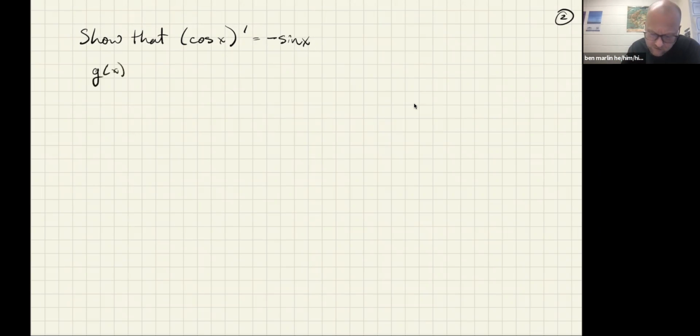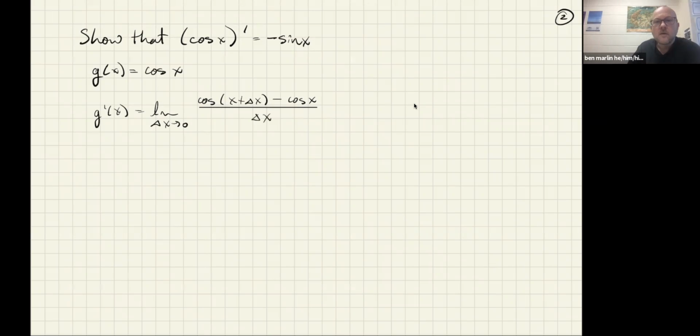So we say g of x equals cosine x, and then our g prime of x is the limit as delta x goes to 0 of cosine of x plus delta x minus cosine of x, all that divided by delta x. Okay, so if you have unpaused the video to get a hint here, the hint you're probably needing is this: cosine of a plus b is cosine a cosine b minus sine a sine b. Okay, so for our purposes, and if you want to go back and pause, go ahead.